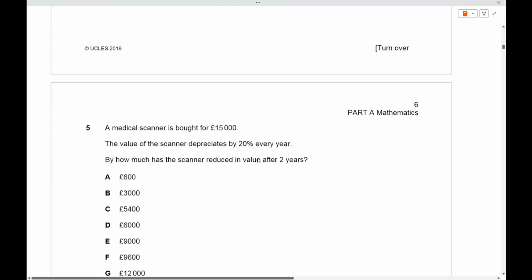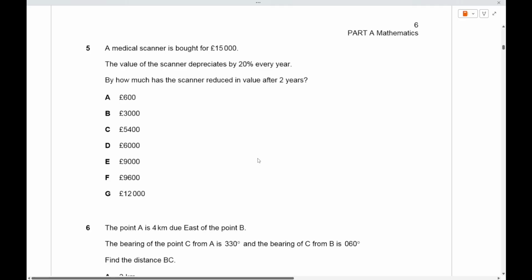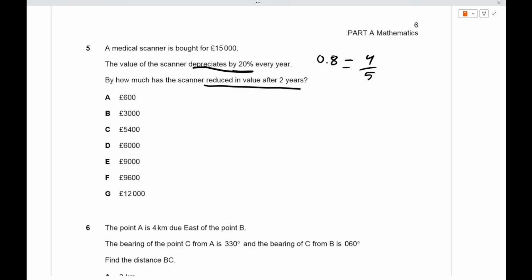The next question. So this question here is really simple again. But a trick for this question is that you see this 20%, this depreciates 20%. Instead of writing it as 0.8, it's better if you write it as 4/5. Okay, really simple. And you see how it says how much the scammer has reduced the value. So you want the difference between this and the new value, the value in 2 years. So that's basically this.